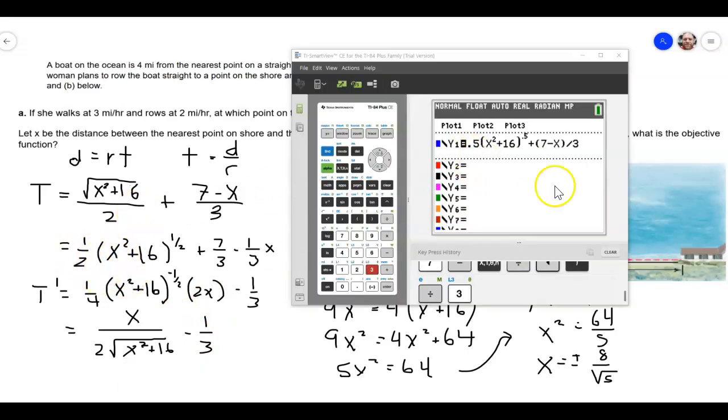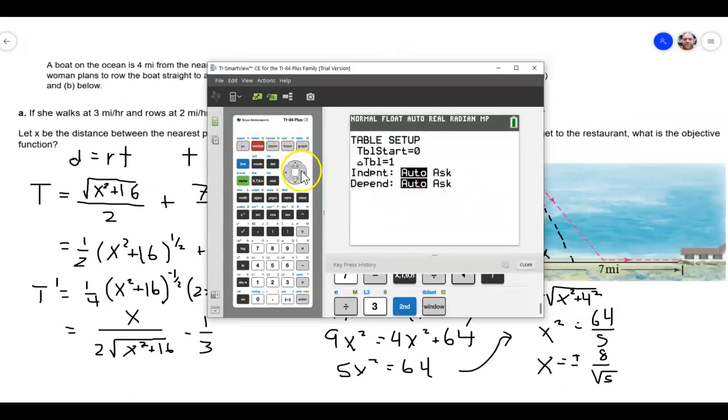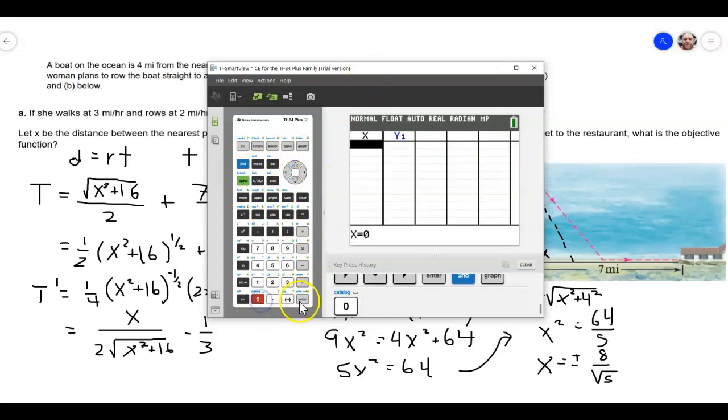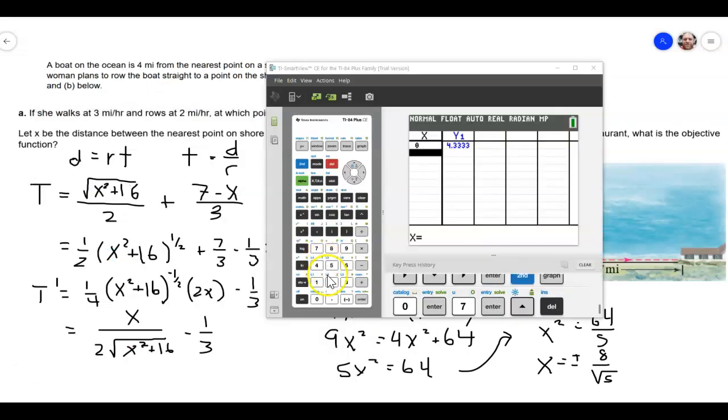All right, so I just took this equation here, so that's 1/2 x squared plus 16 raised to the 1/2 plus 7 minus x divided by 3, and I'll go ahead and use my table and check those values there to see which one gives me the lowest time here. So second table, so I can put a 0 in there, and it's going to take me 4.333 seconds. Wait, is that right? Hold on just a second. All right, yep. And then 7 seconds, that's the other endpoint, and I get a 4.03111.